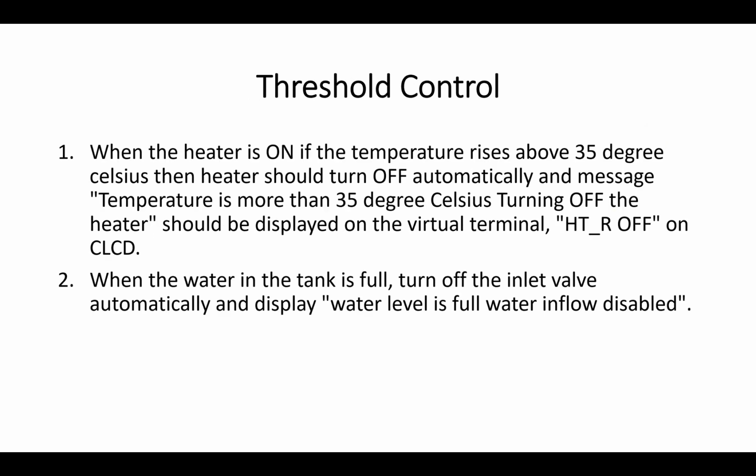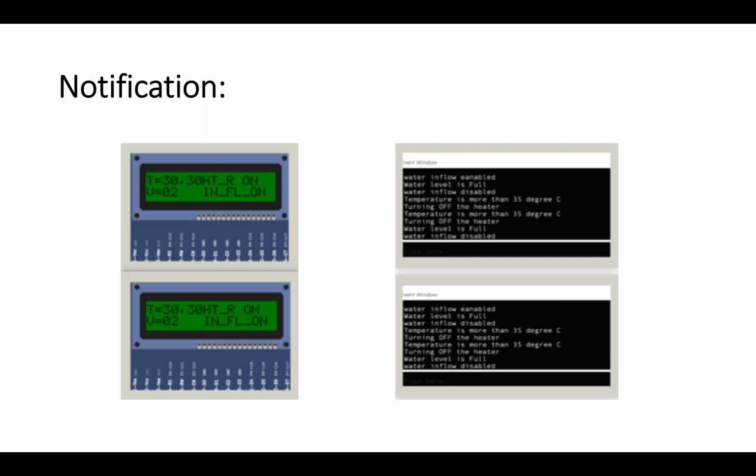Next, the threshold control. When the heater is on, if the temperature rises above 35 degrees Celsius, then the heater should turn off automatically, and the message "Temperature is more than 35 degrees Celsius, turning off the heater" should be shown on the display. When the water in the tank is full, turn off the inlet valve automatically and display "Water level is full, water inflow is disabled". So this is the information about IoT based automation.